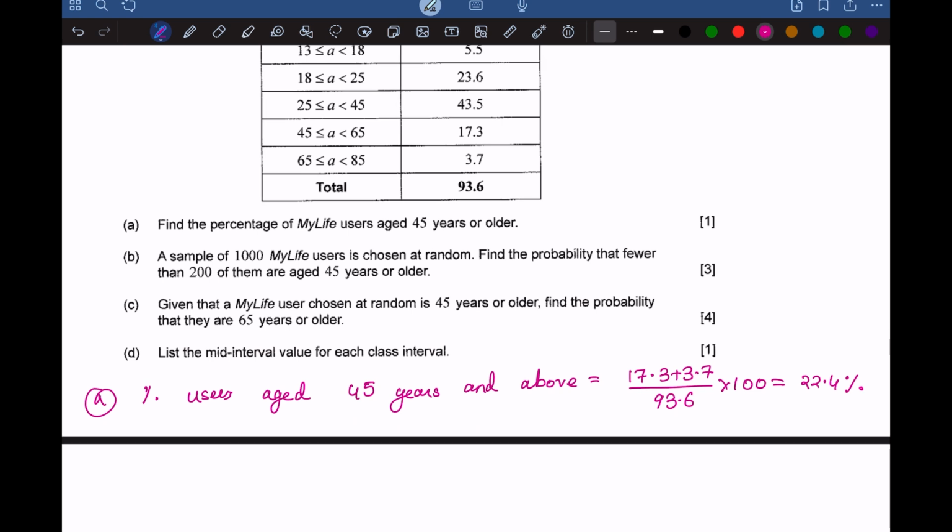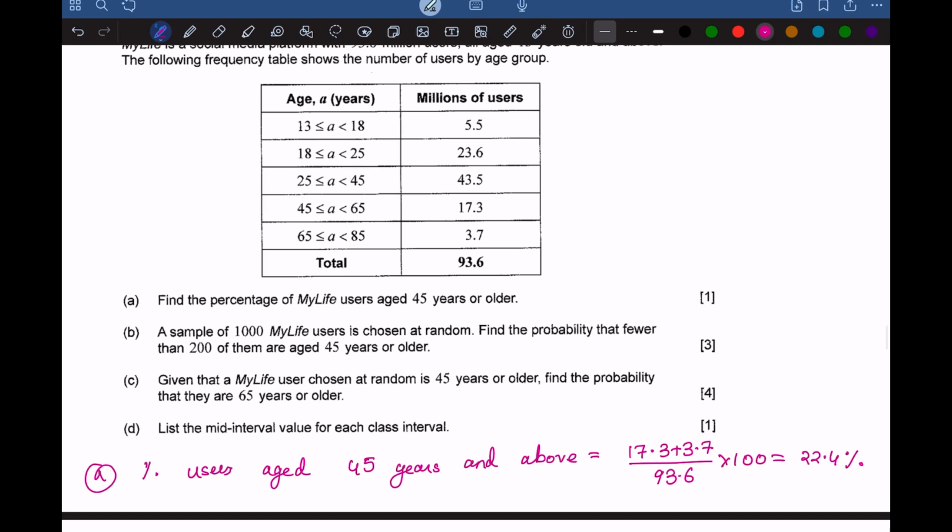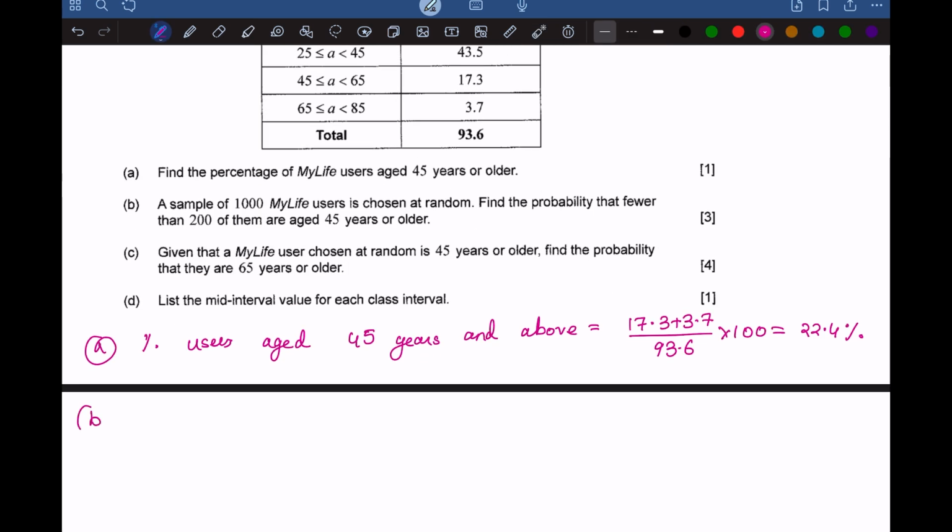Okay. So if we look at it, this looks like a normal distribution. You see small values here, it goes up and goes down. Okay. A sample of 1000 MyLife users are chosen at random. Find the probability that fewer than 200 of them are aged 45 years or older. So we can assume it to be a normal distribution.